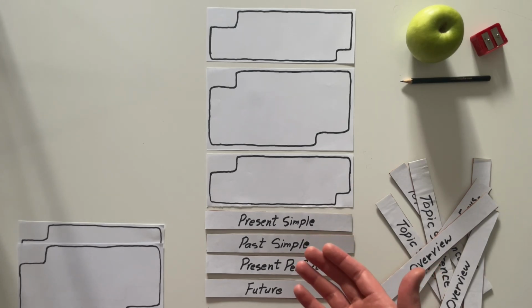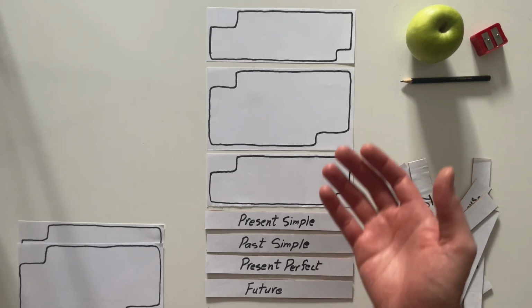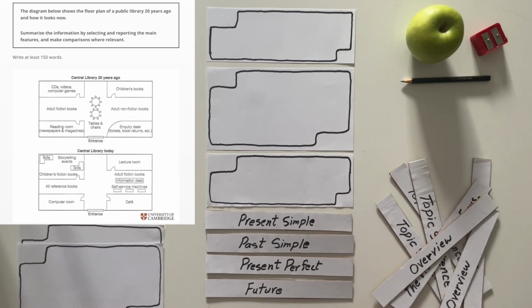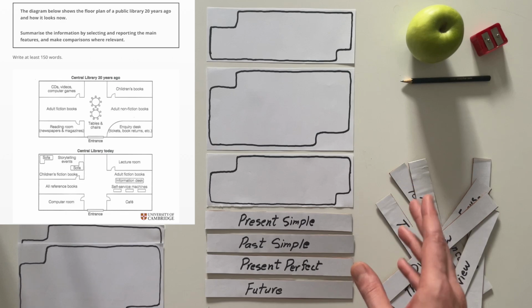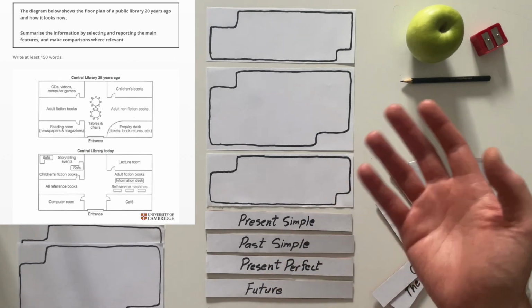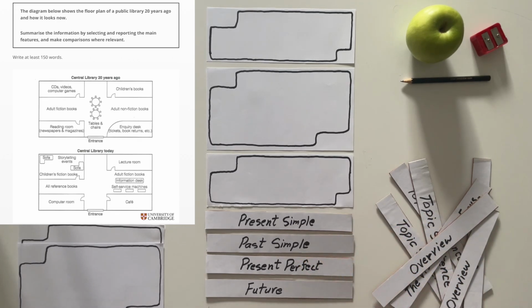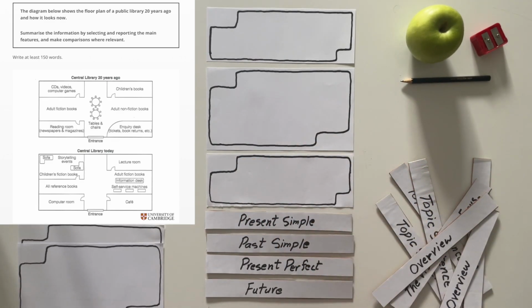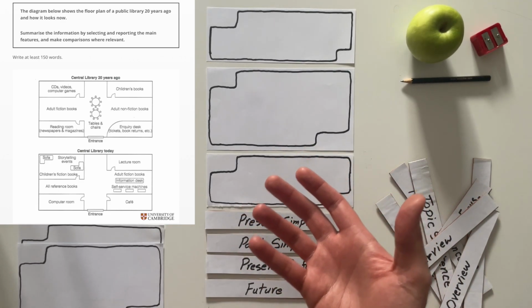Today we have a Task 1 report to plan and analyze, and here is the rubric. It says, the diagram below shows the floor plan of a public library 20 years ago and how it looks now. Well, this is a map, a floor plan, so it's very clear. We are not looking at a conventional one.